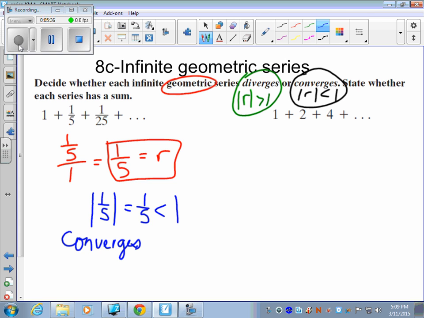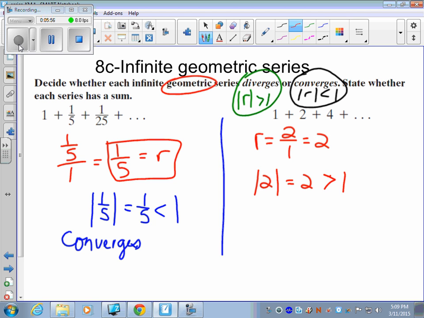On the right side here, we have find the common ratio. Second term divided by first term is 2. Well, the absolute value of 2 is 2. And last time I checked, 2 is greater than 1. So that means it diverges, which it diverges away to infinity. So it diverges to infinity.